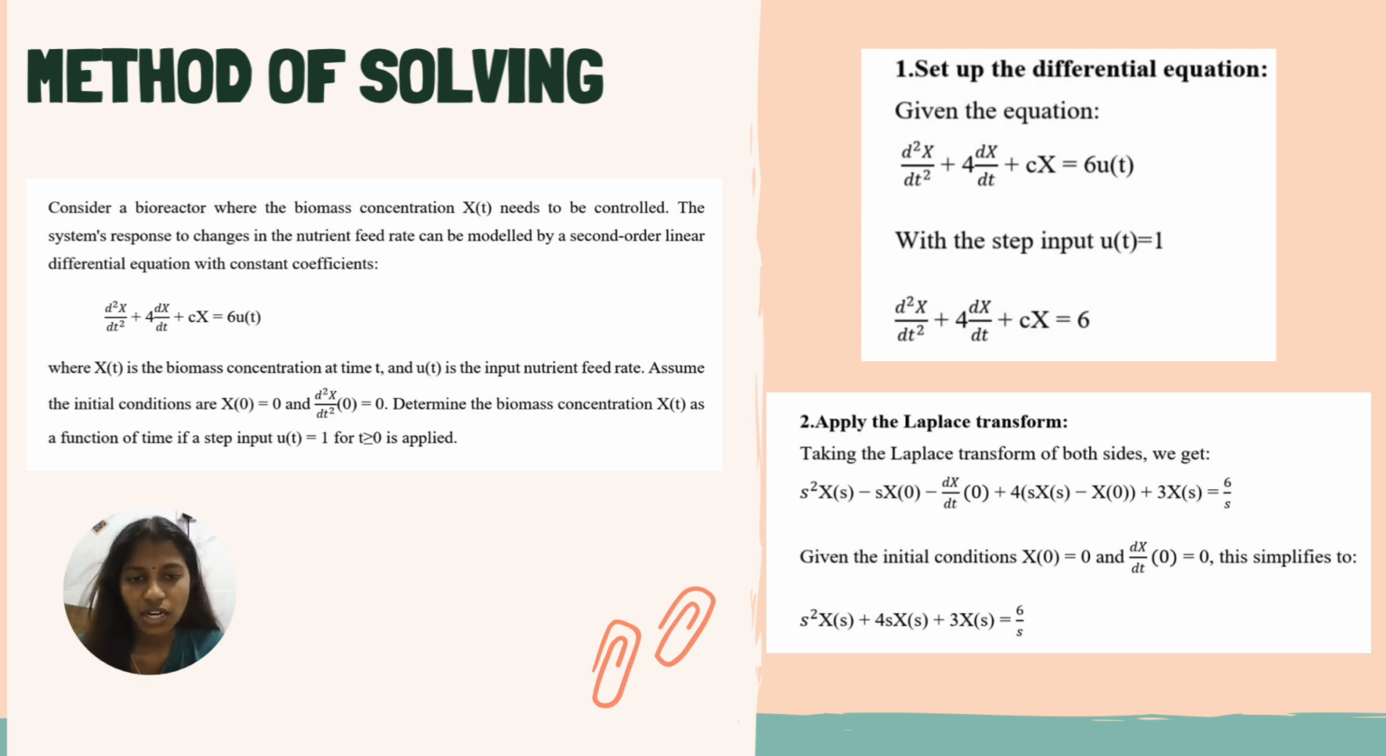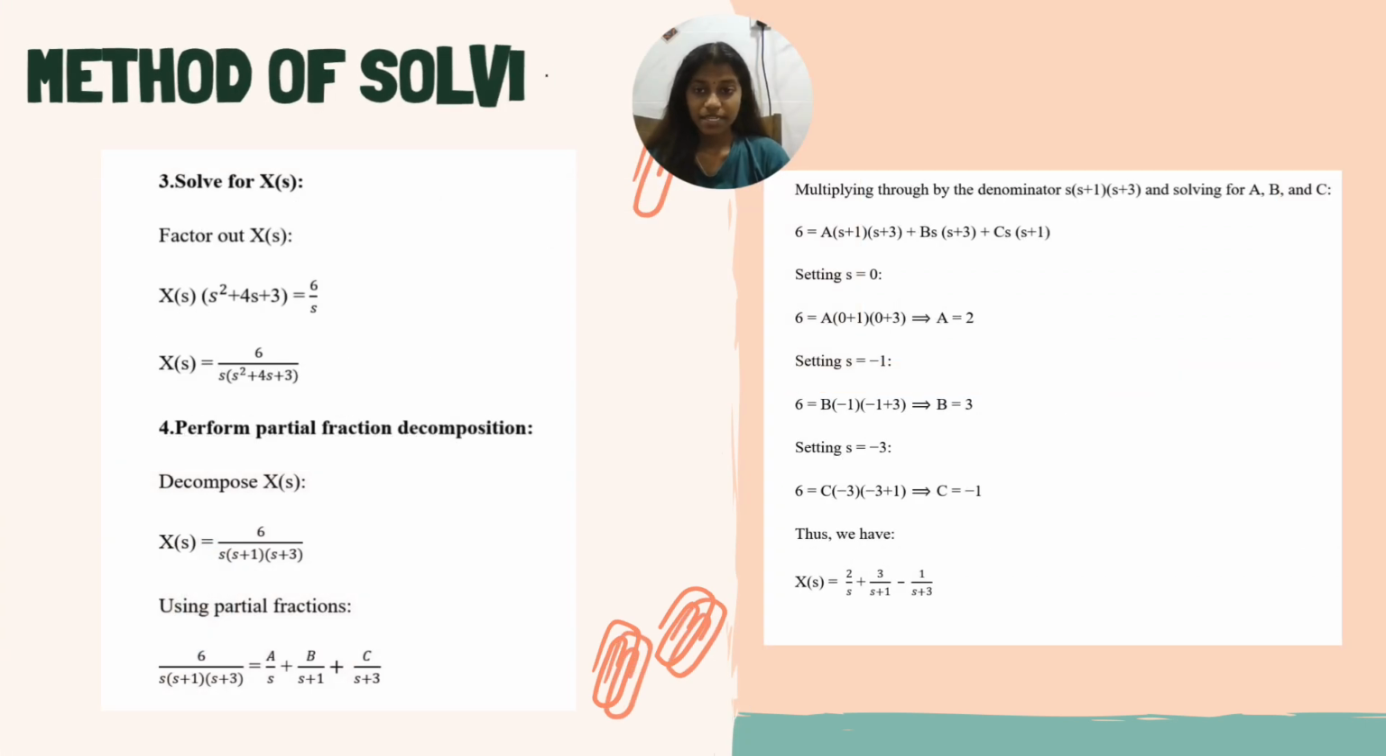Given the initial conditions x(0) equals 0 and dx/dt(0) equals 0, this simplifies to s²X(s) + 4sX(s) + 3X(s) equals 6 over s. The third step is to solve for X(s), where we have to factor out X(s), which becomes X(s) in brackets s² + 4s + 3 equals 6 over s.